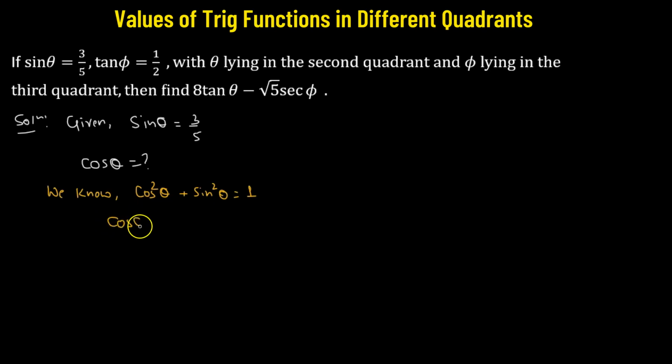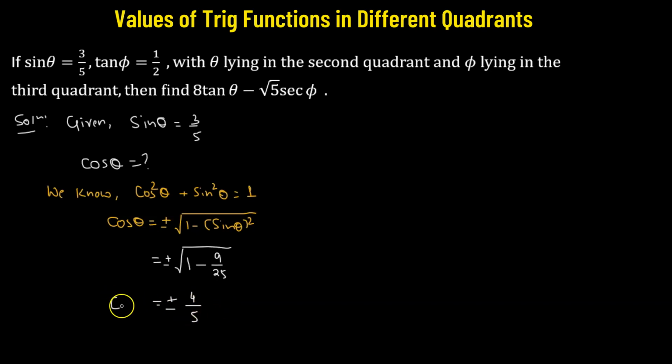So cosine theta is simply going to be equal to plus or minus square root of 1 minus sine squared theta. We'll plug in the value of sine theta as 3/5. So we have plus or minus square root of 1 minus 3/5 whole squared, which is 9/25. Now solving 1 minus 9/25, that's 16/25. Taking the square root gives us plus or minus 4/5. So this is the value of cosine theta.